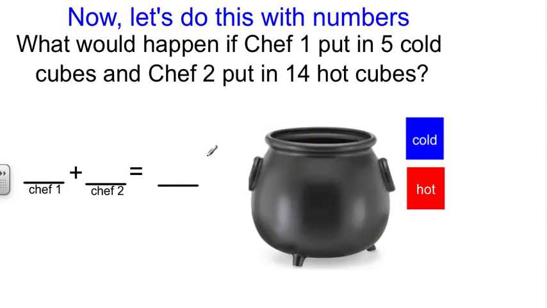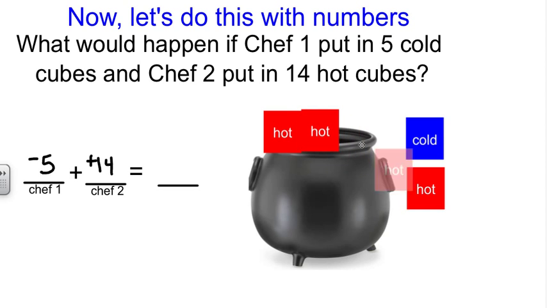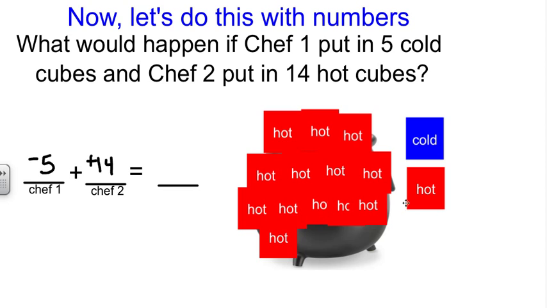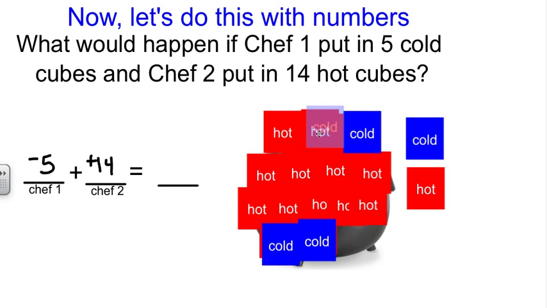Try this one on your own. Hit pause and then come back. Chef 1 put in 5 cold cubes. Chef 2 put in 14 hot cubes. So if I had 14 hots, which may not fit in my bowl here, 1, 2, 3, 4, 5, 6, 7, 8, 9, 10, 11, 12, 13, 14. There are my 14 hot cubes, and I'm going to put in 5 cold cubes. 1, 2, 3, 4, 5.